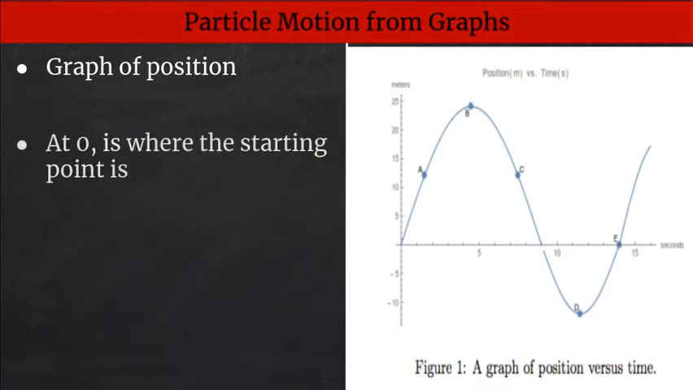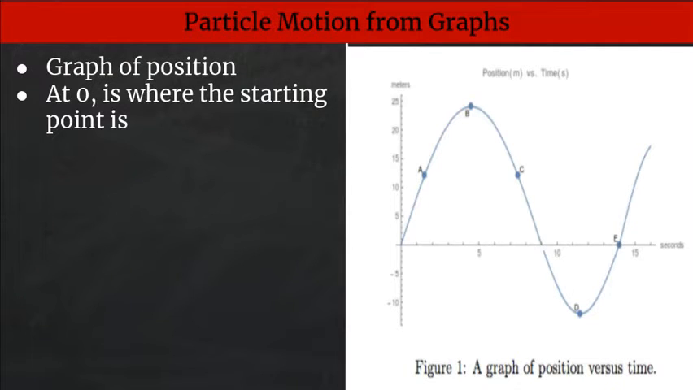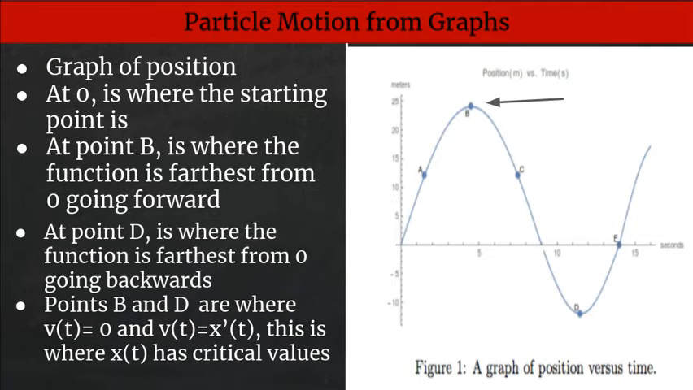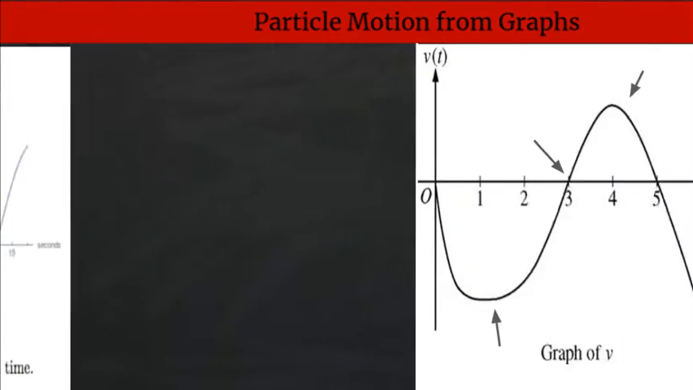The graph of position. At x equals 0 is where the starting point is on this graph. At point B is where the function is farthest from 0 going forward or going right on a straight line graph. And point D is where the function is farthest from 0 going backwards or going left on a straight line graph. Points B and D are where velocity equals 0, and velocity is the slope of position or the derivative of position. This is where position has critical values.